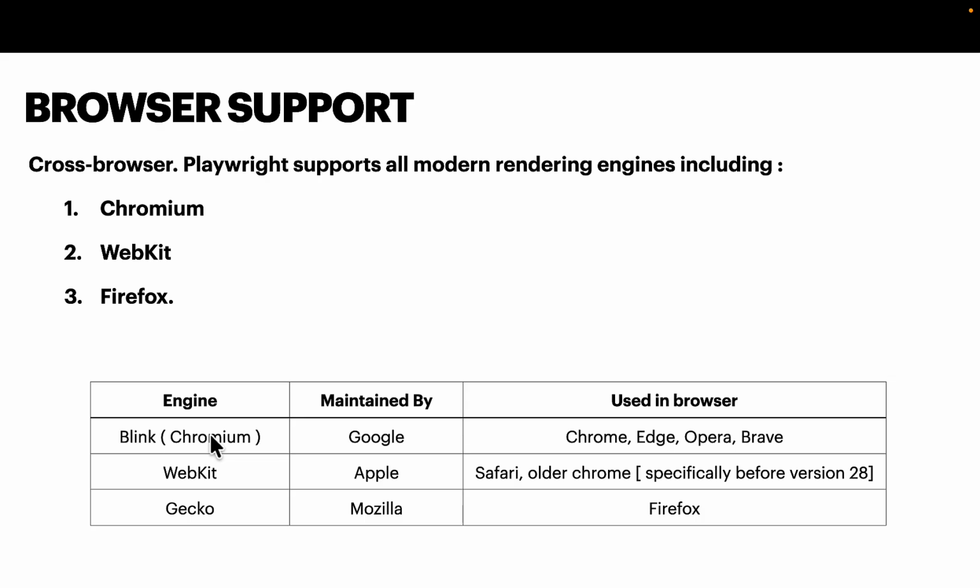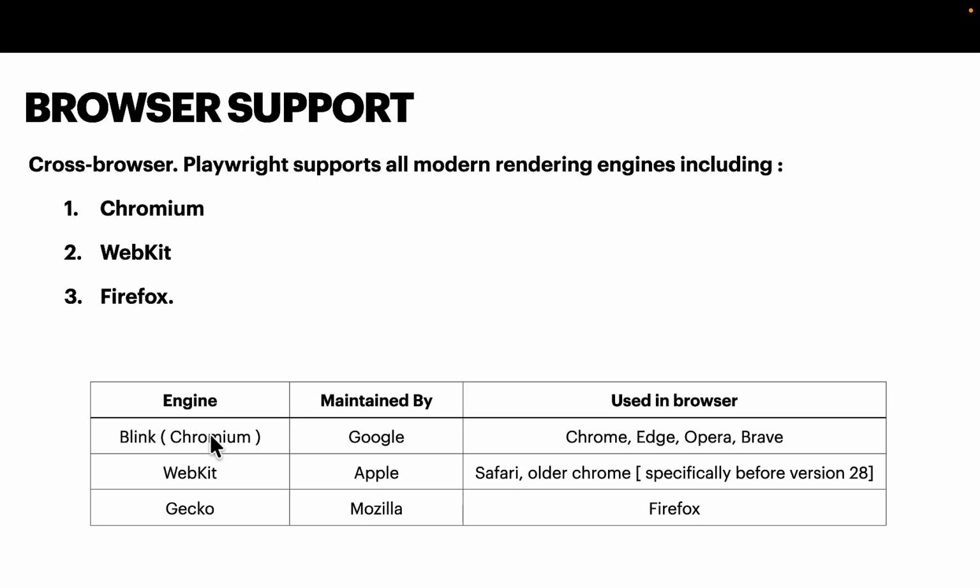So what is WebKit? Again, it is an engine. It is maintained by Apple, and browsers like Safari are created on top of WebKit. So the main part is WebKit, and on top of it they have created the Safari browser. Earlier, Chrome also, specifically before version 28, was using WebKit internally, but nowadays the latest Chrome browser is built on top of Chromium.